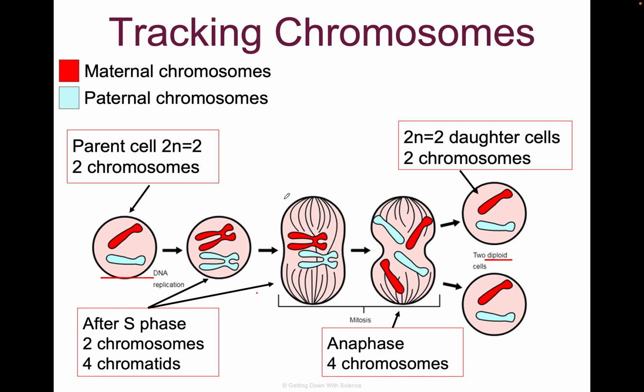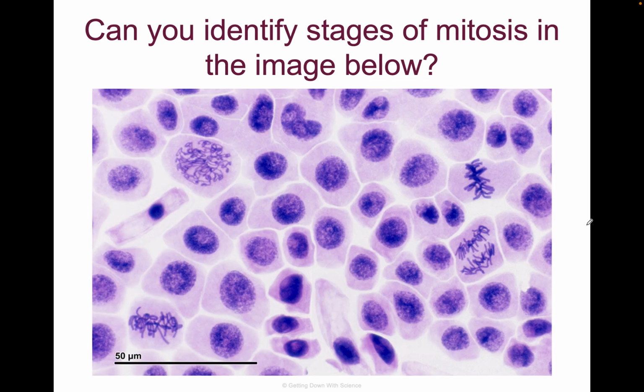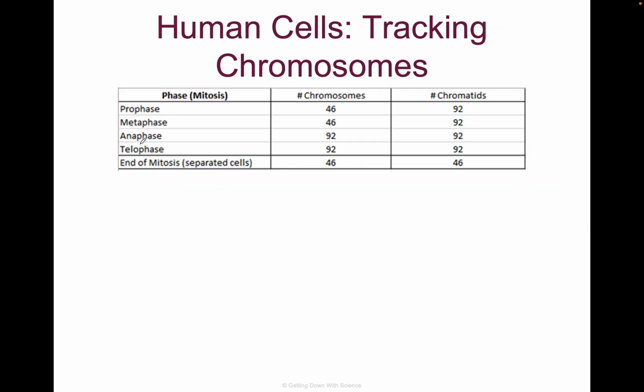There we go. Anaphase, 4 chromosomes. 2n equals 2. Again, 2 chromosomes in the first one, 2 chromosomes in the second. So you could track chromosomes through each phase, right?